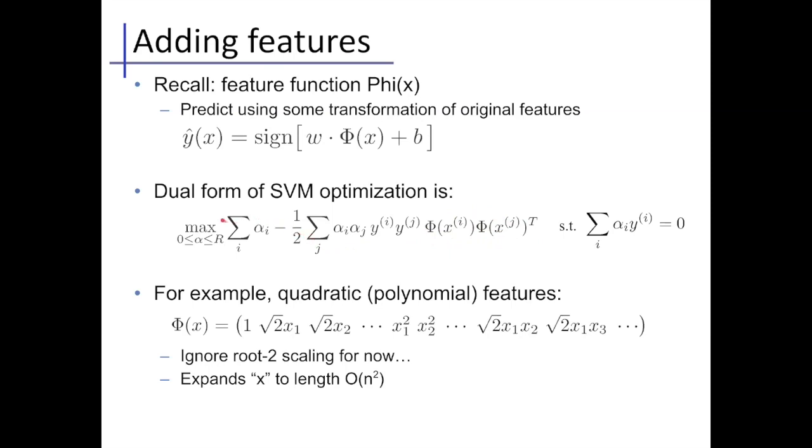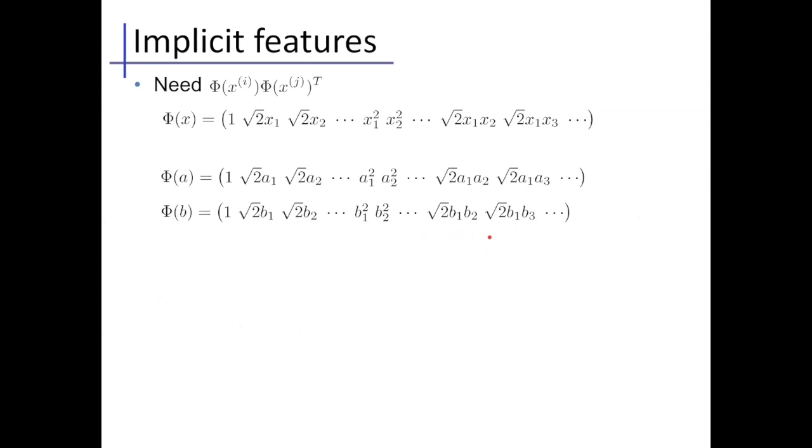So in this dual form of the SVM optimization, based on this new feature phi, all the rest of the things stay the same. The only thing that changed is this inner product. Instead of the inner product between xi and xj, now I have the inner product between phi xi and phi xj, and that's it. So for instance, in this case, how do we calculate phi x and the dot product between these new feature vectors?